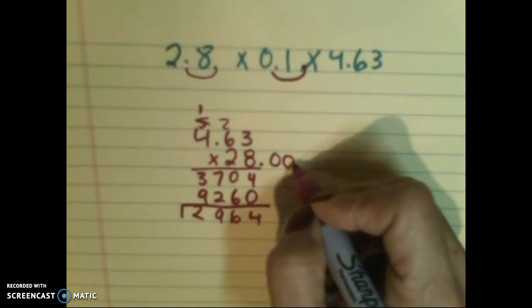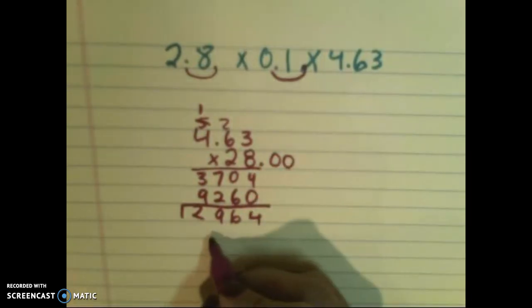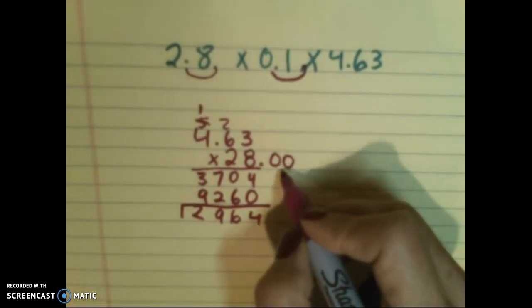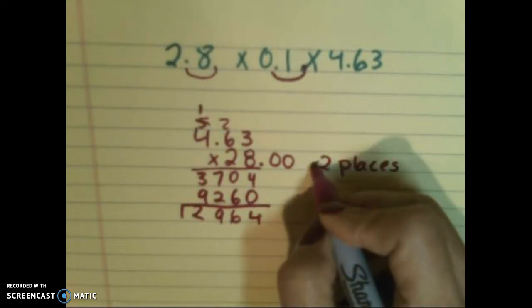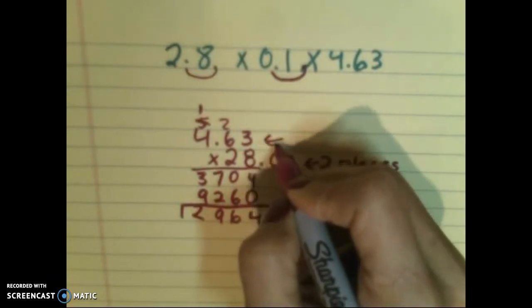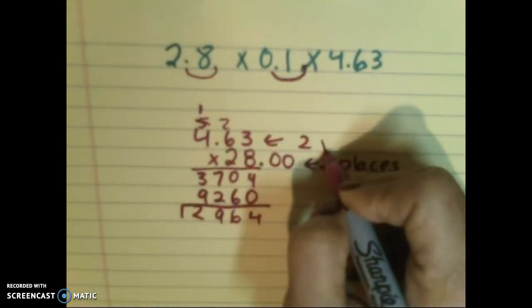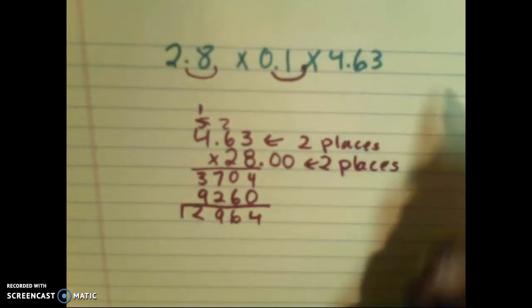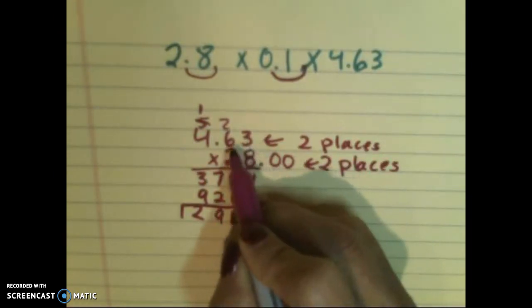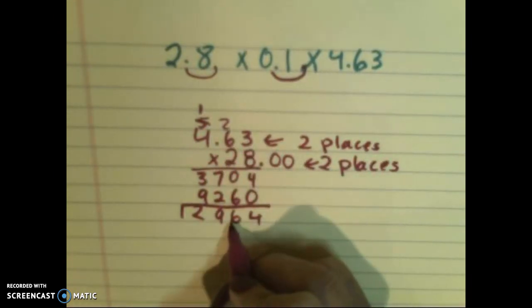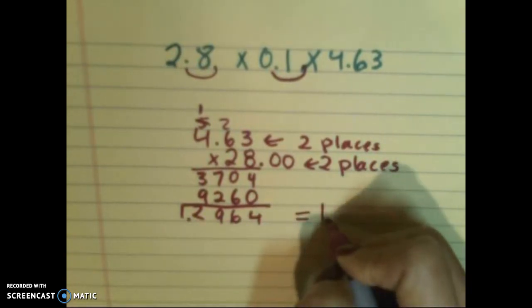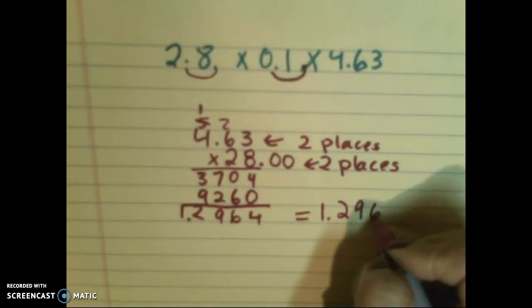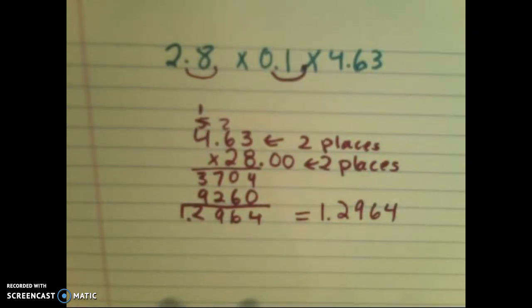Now, you have to count your decimal places to see where the decimal is going to be placed here. So we definitely have 2 places here, and 2 places here. So I'm going to count 1, 2, 3, 4, and place my decimal here. So my answer is 1.2964. Just a way to be a little bit more efficient, work smarter, not harder.